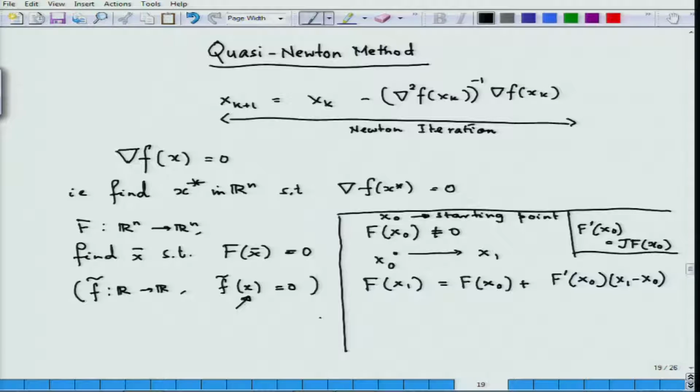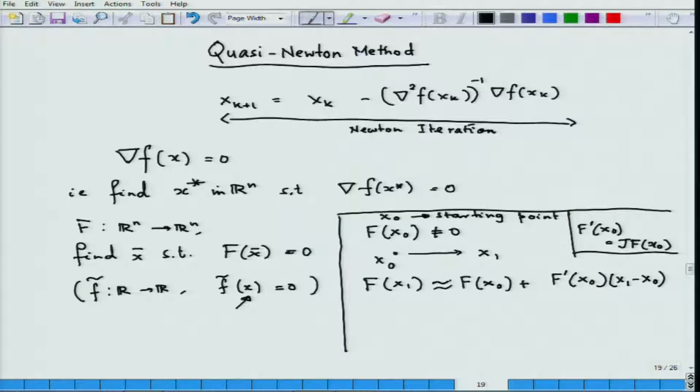Suppose x 1 is very near to x naught, then possibly I can write it in this form. Here this is the matrix. Technically there should be a vector between x 1 and x naught at which the Jacobian is evaluated, but briefly, if you do not want to write equality, you can just think of writing f of x 1 approximately as this.